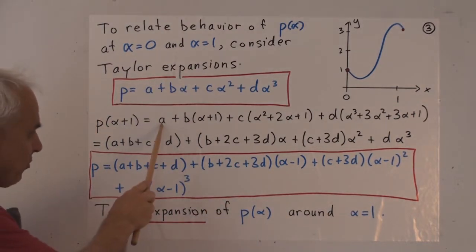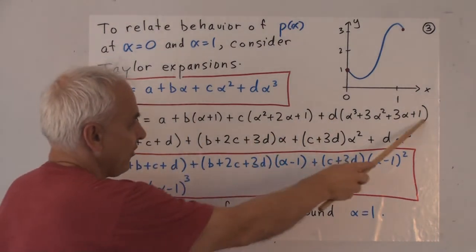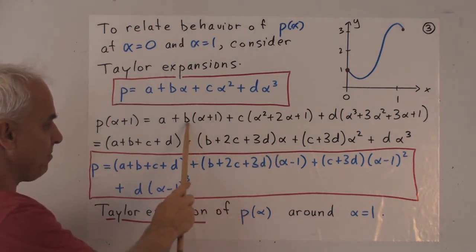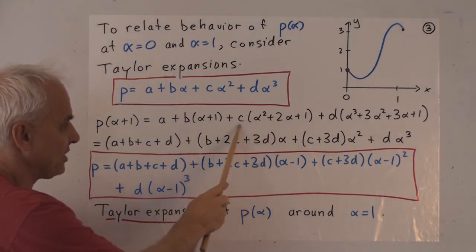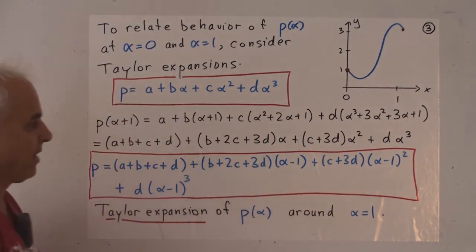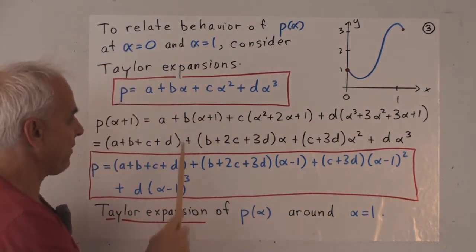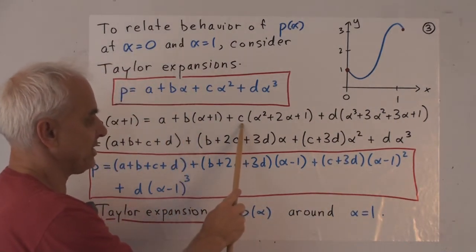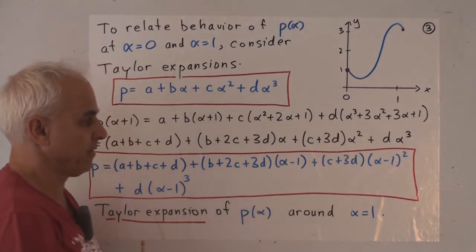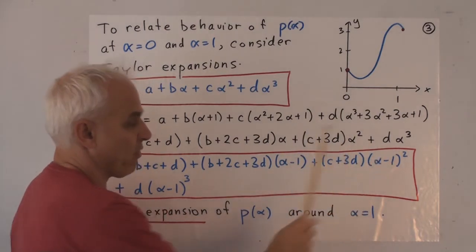So the constant term will be a plus b plus c plus d. And then the linear term in alpha will be b plus 2c plus 3d. And the quadratic term in alpha, the alpha squared term, will have coefficient, well, there's a c from there and a 3d from there. And the only thing left over is the alpha cubed term, which will have a coefficient of d.